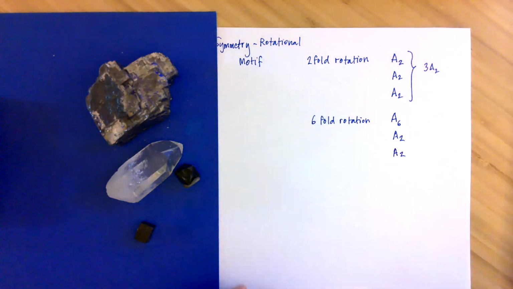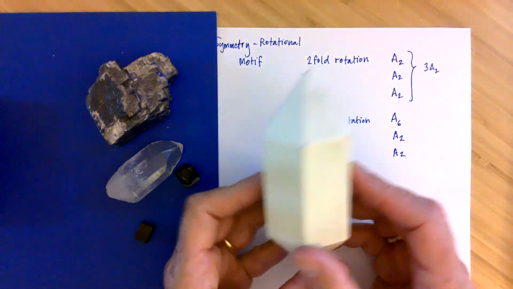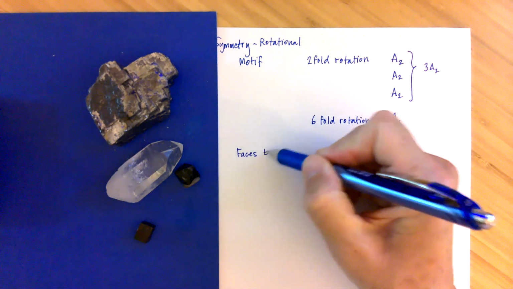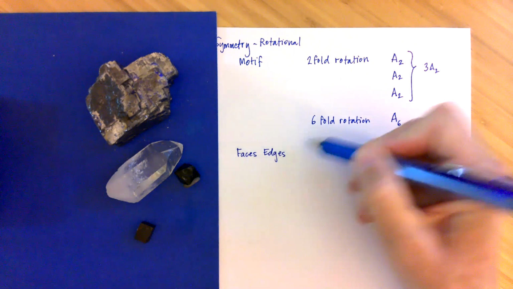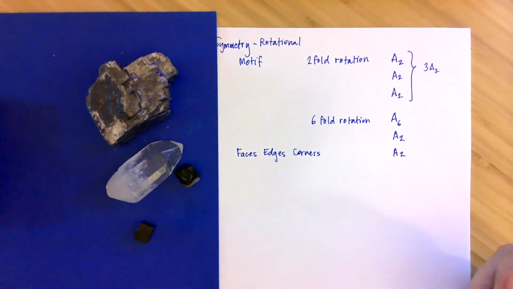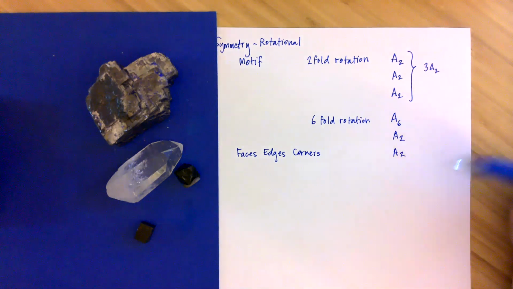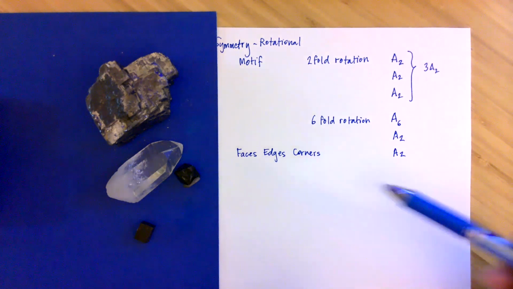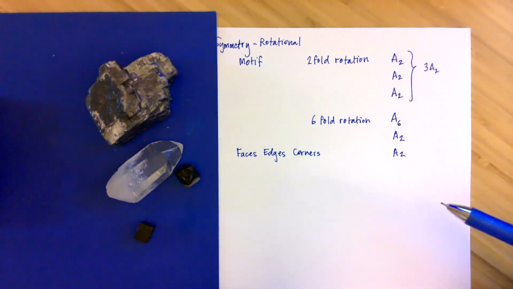Okay, so I need to go through all the faces. In fact, let's write that down. All the faces, all the edges, and all the corners or points to look for these axes. And I keep a running tally of all of them. Now I haven't finished this block because we haven't tested all the edges and all the corners and all the faces, but at least you get the idea.